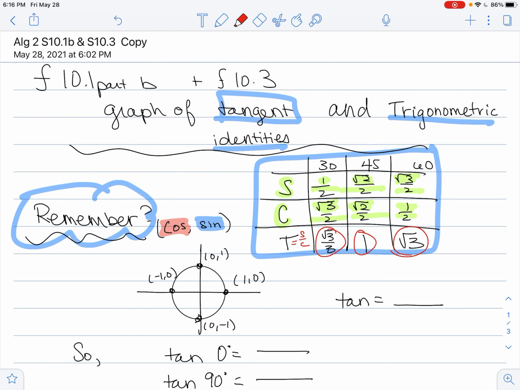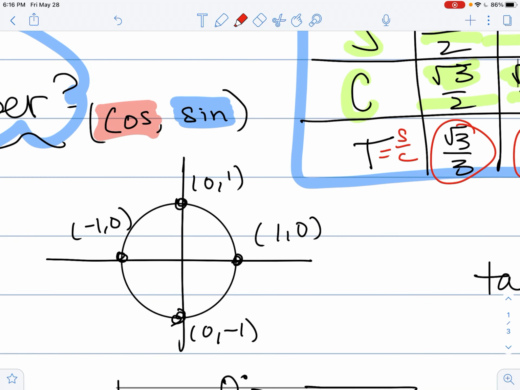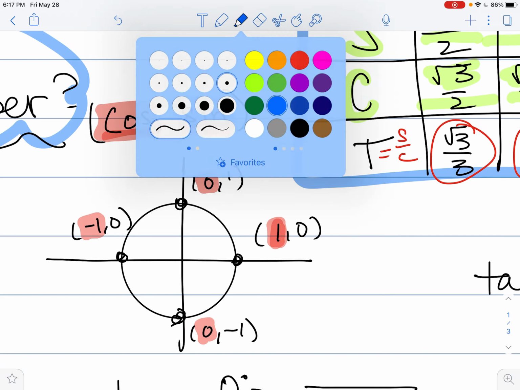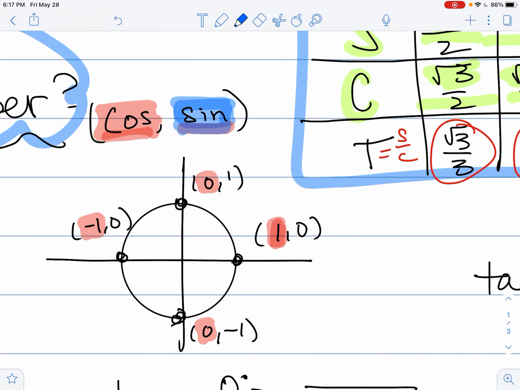In addition to that, remember what we were talking about yesterday, cosine comma sine in the unit circle. The cosine of 0 is 1. The cosine of 90 is 0. The cosine of 180 is -1. And the cosine of 270 is 0. And coming back to 360, it's 1 again. And then the sine of the angles: sine of 0 is 0. Sine of 90 is 1. Sine of 180 is 0. And sine of 270 is -1, and then back at 360, it's 0 again.